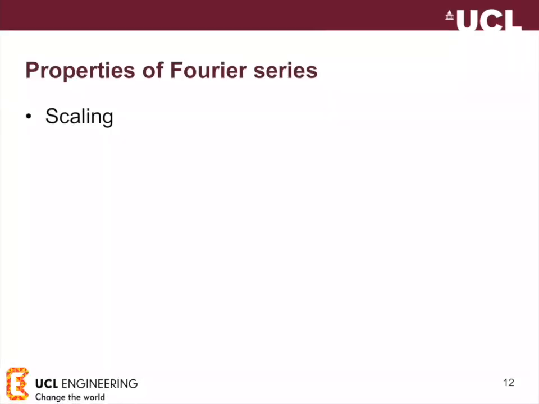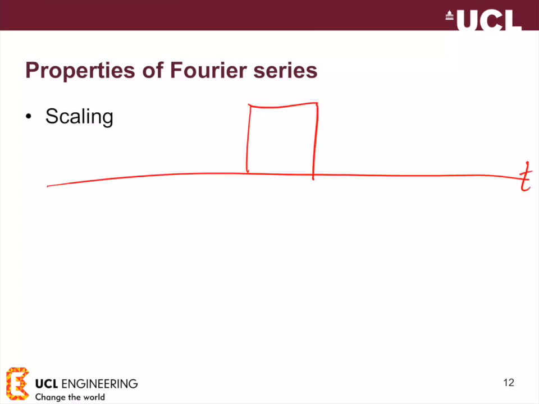So now we're going to look at some properties of the Fourier series. And the first one we're going to look at is the idea of scaling. So what we're looking at here is what would happen if we have a time sequence and we have a square wave as we had before, and we're still going to have the same period of big T between our square waves.